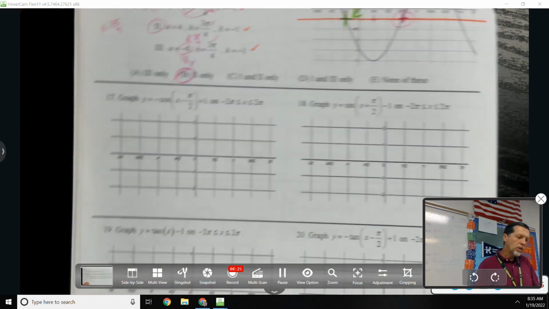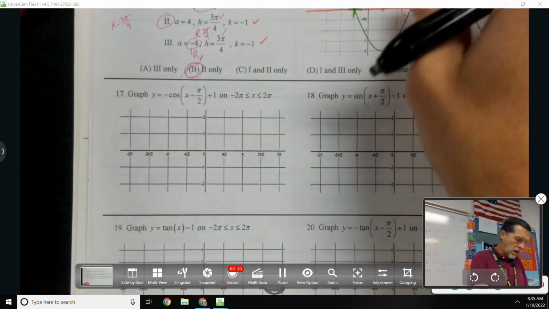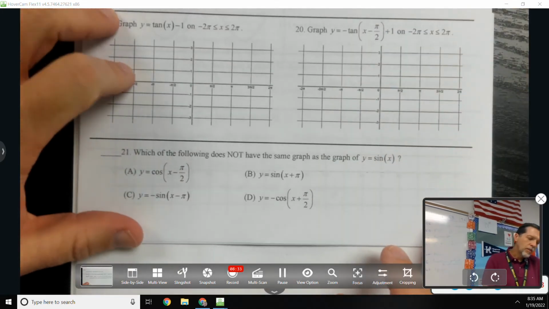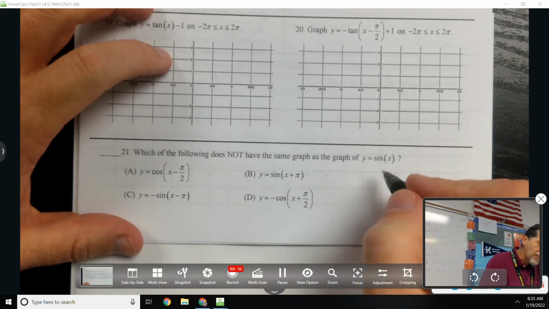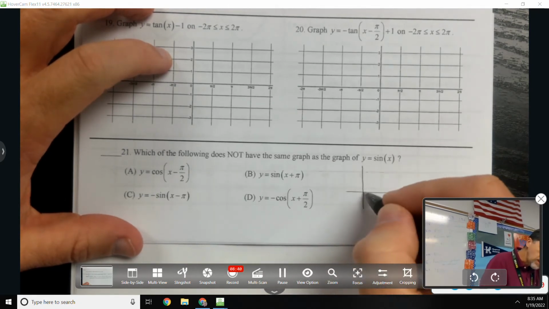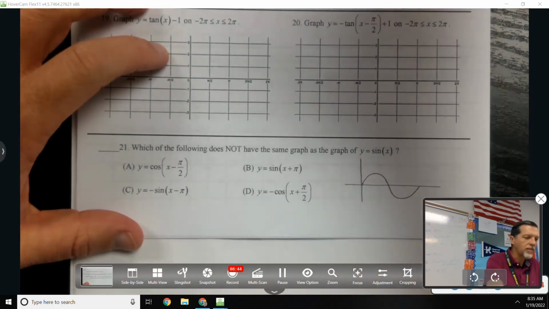How about more questions from the review? 21. Which does not have the same graph as y equals sine of x? All right, so let's graph sine of x and then we'll go from there.